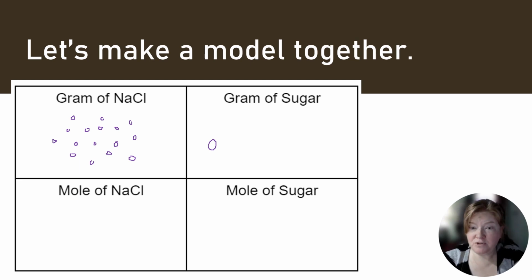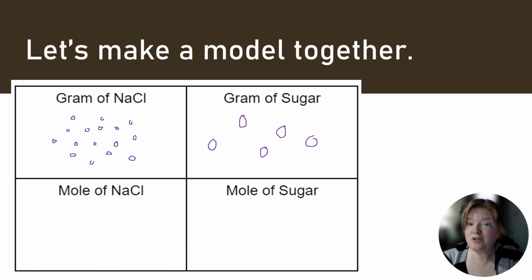We're just doing a model, so a representation, and I'm going to have a lot. And then when I have a gram of sugar, since there's so many more atoms and the molecule is much bigger, a gram of sugar has much fewer molecules. Okay, so again, I'm not worried about the number. The representation here shows the particles are smaller for NaCl, so there's going to be more of them in a gram. And for sugar, the particles are larger, so there's going to be less of them. Now, what if I had a mole? Now, I'm not going to draw 6.02 times 10 to the 23rd.